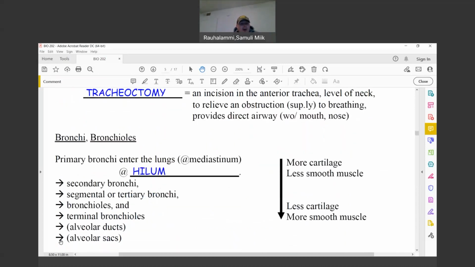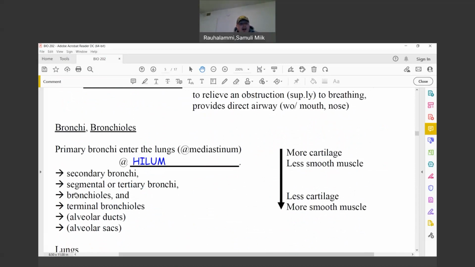If we keep working our way down the respiratory tree, another term that I wanted to mention was the hilum. Hilum refers to the point where the primary bronchi penetrate into the lung for the first time. So that point is known as the hilum. And then from the primary bronchi, we are going to have smaller and smaller and smaller branches: secondary and tertiary bronchi, bronchioles, terminal bronchioles, and eventually getting to the level of alveoli.